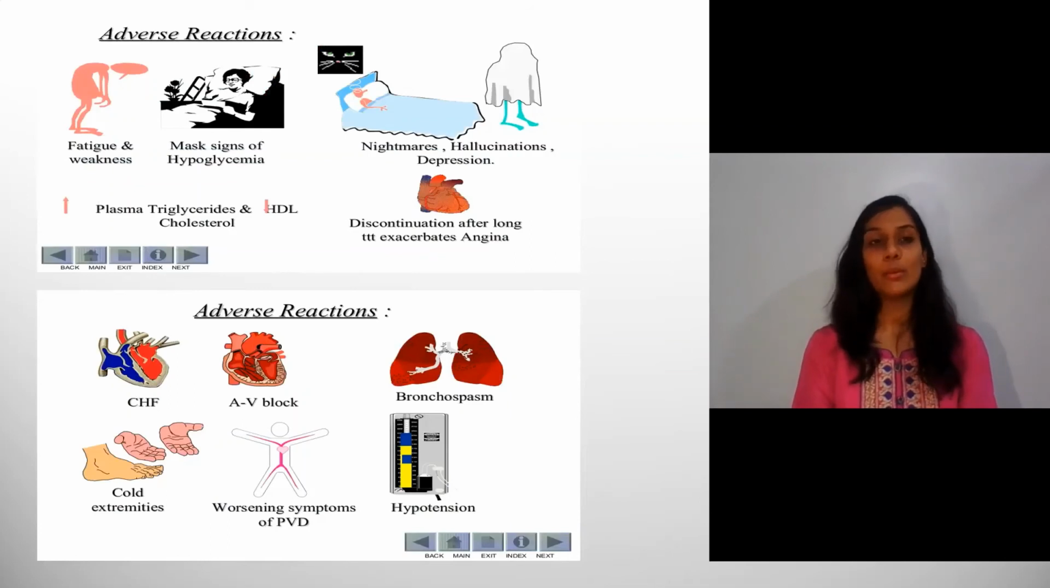Adverse reactions of beta blockers are that they cause fatigue and weakness, nightmares, hallucinations, depression, and they mask signs of hypoglycemia. Then they increase the level of plasma triglycerides and decrease HDL cholesterol level. And on discontinuation of therapy, it causes increase in angina, right?